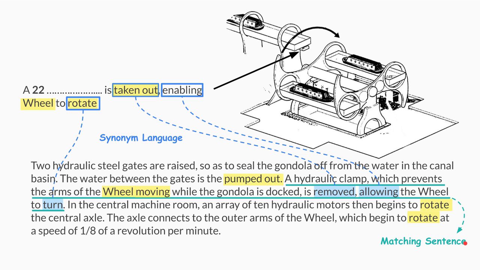So let's go ahead and read the sentence now. It says, a hydraulic clamp which prevents the arms of the wheel moving while the gondola is docked is removed, allowing the wheel to turn. So something is taken out which allows the wheel to turn, to rotate. What is taken out? Mentions that right here. A hydraulic clamp. That is what is taken out. So the correct answer is going to be clamp. This is a one-word answer, so not hydraulic clamp, but rather clamp. Only clamp. So we're going to fill that into our answer sheet, put the number next to the matching sentence, and we are all done.